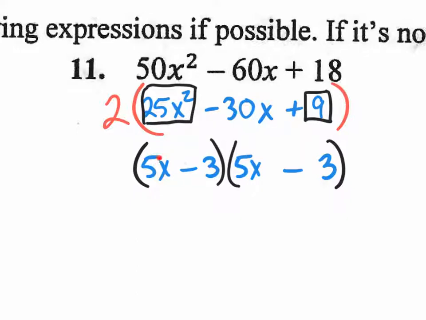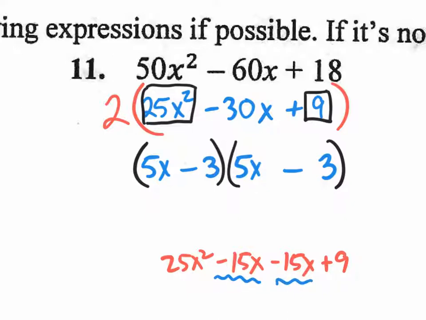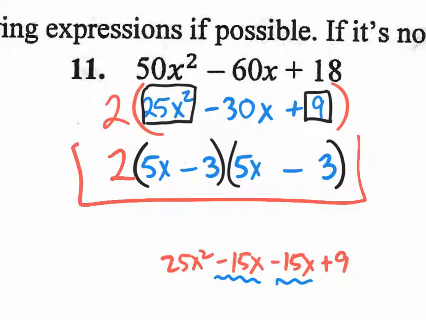So if you did go 5x times 5x, you get 25x squared. If you go 5x times negative 3, you get negative 15x. If you go negative 3 times 5x, that's another negative 15x. And if you go negative 3 times negative 3, that's positive 9. So notice that the middle terms really do end up giving you this negative 30x. So don't forget about the 2 out. Let's bring it down to the front. So the 2 out here in the front, and that other factor form is a completely factored form of number 11.